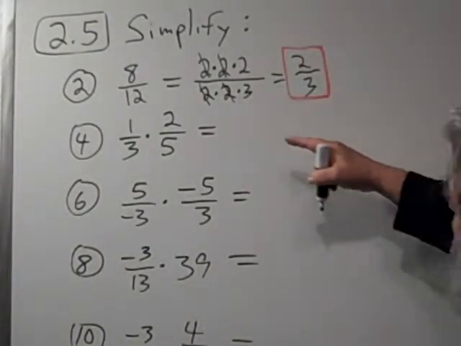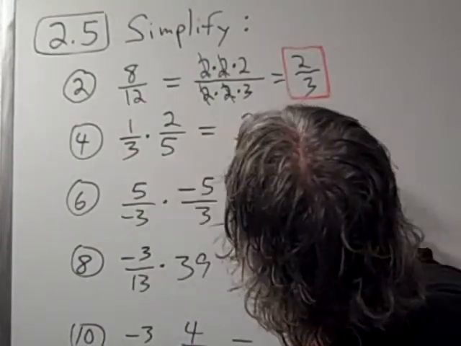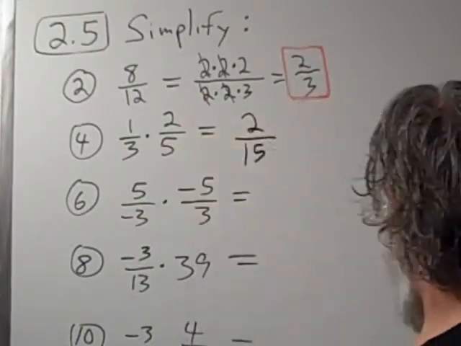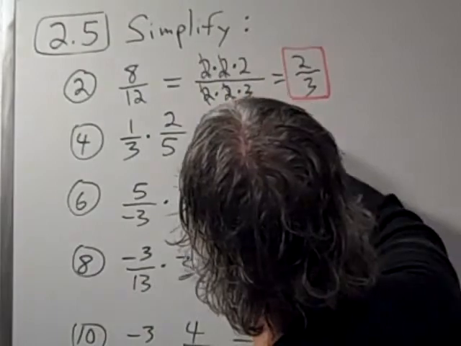And the next one, we multiply the numerator. 1 times 2 is 2, and 3 times 5 is 15. There's no common factors, so we're completely done. That's 2/15 for this one.